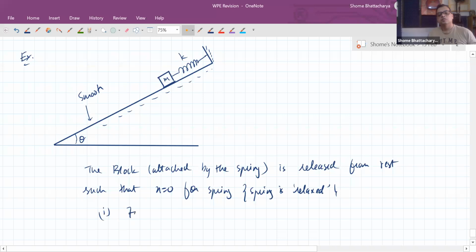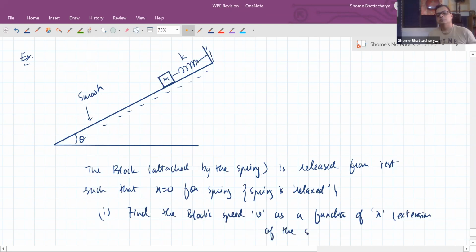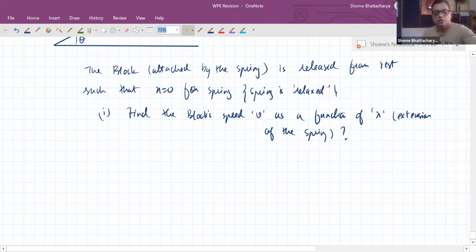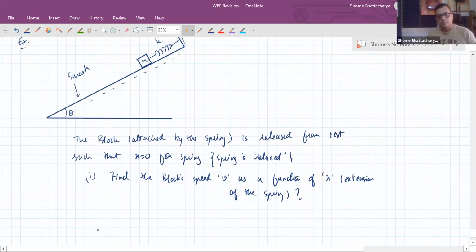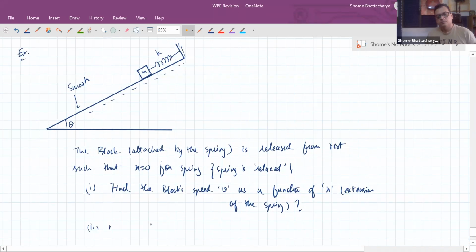So first of all, find the block's speed v as a function of x, that is, the extension of the spring. And from this, we will also find out the maximum extension of the spring and we will find out the maximum speed of the block.